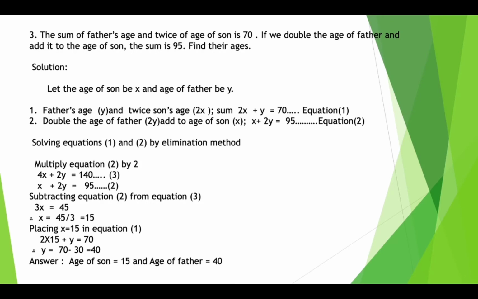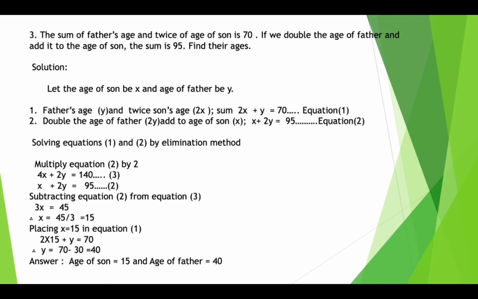Go to third sum. The sum of father's age and twice the age of son is 70. If we double the age of father and add it to the age of son, the sum is 95. Find their ages. Let the age of son be x, age of father be y. So father's age y, and twice the son's age 2x. Sum is 70. 2x plus y is equal to 70.